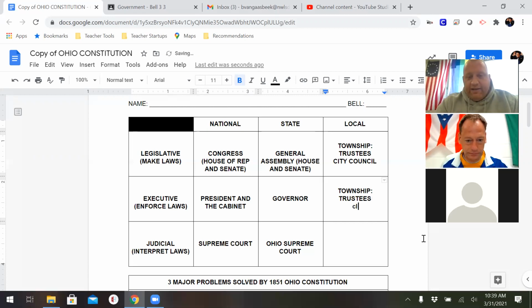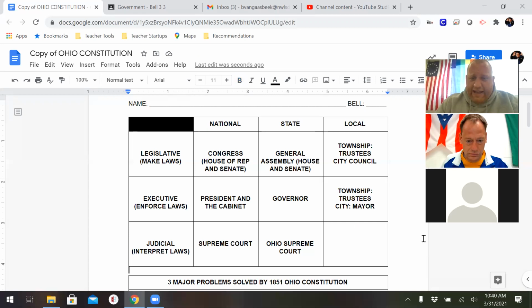In a city, at some point I'll learn how to type. In a city, you have a mayor. So if you're in Cincinnati, you have Mayor John Cranley. Okay. This is how cities always kind of run. You have a mayor actually running and enforcing the laws that the city council put into place.